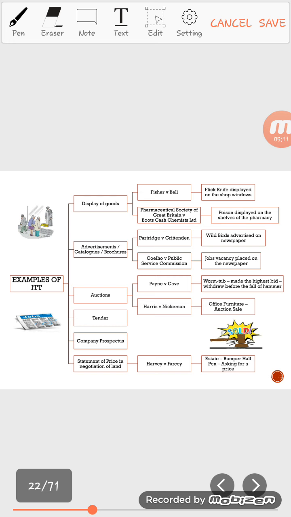And then for the next, we have the case of Coelho versus the Public Service Commission. It's similarly applicable in the case of an advertisement relating to a job. If you look at a job vacancy that was advertised in the newspaper, of course it also can be considered as ITT. And when the person applied for the job, it means that he made an offer.